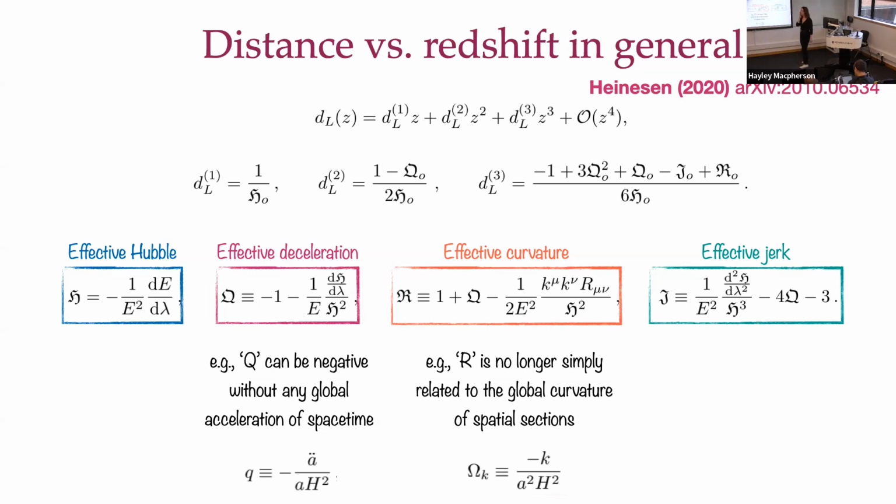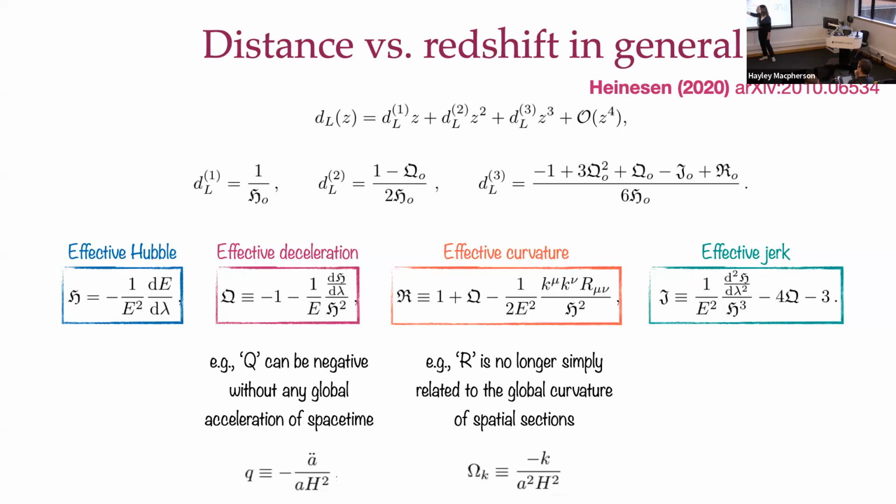Why is there a minus 1 in the effective deceleration? As in, is this the same as the one from the FLRW case? Well, I mean, it's not the same. When you take the FLRW limit, it will reduce to this one.